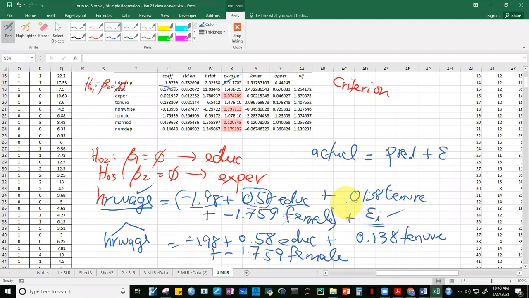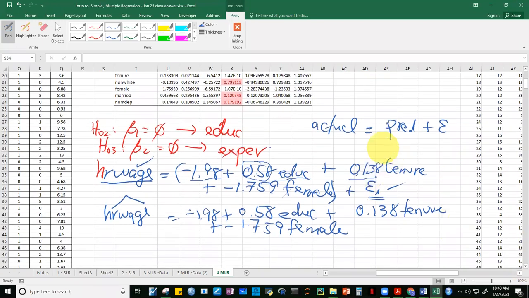Okay, ibig sabihin ng tenure. Okay, 0.138, ibig sabihin yan guys, this is the marginal effect of tenure on hourly wage. For every 1 year increase in tenure, there's a corresponding 0.138 dollars increase in hourly wage, ceteris paribus. Okay? Clear so far, guys? Pa-chat naman kung clear. Okay, thank you. Good. Okay.